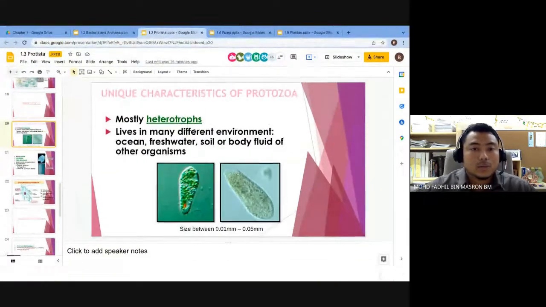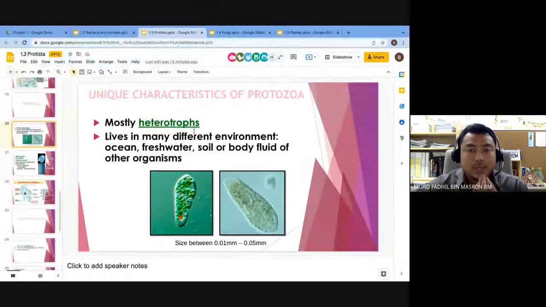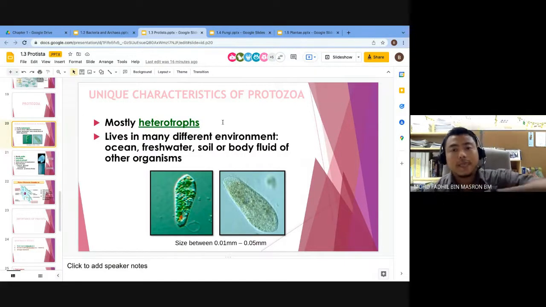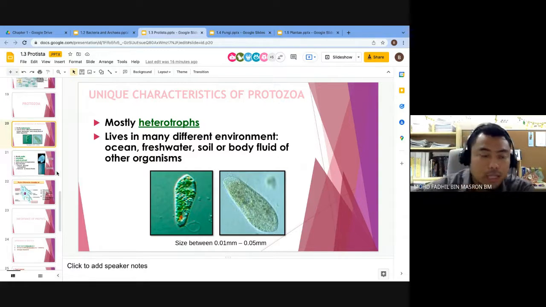Okay, so untuk yang ini, unique characteristics of protozoa ni, mostly adalah heterotroph. Maknanya dia tak boleh buat makanan sendiri. Kalau yang algae tadi tu, dia boleh buat makanan sendiri. And they also live in the ocean, freshwater, soil or body fluid of other organism. Dia boleh tinggal dekat situ.